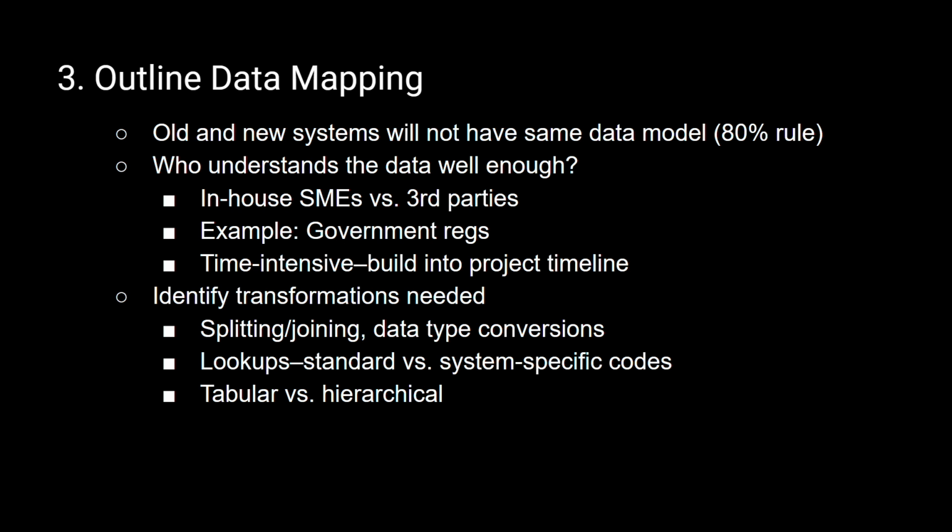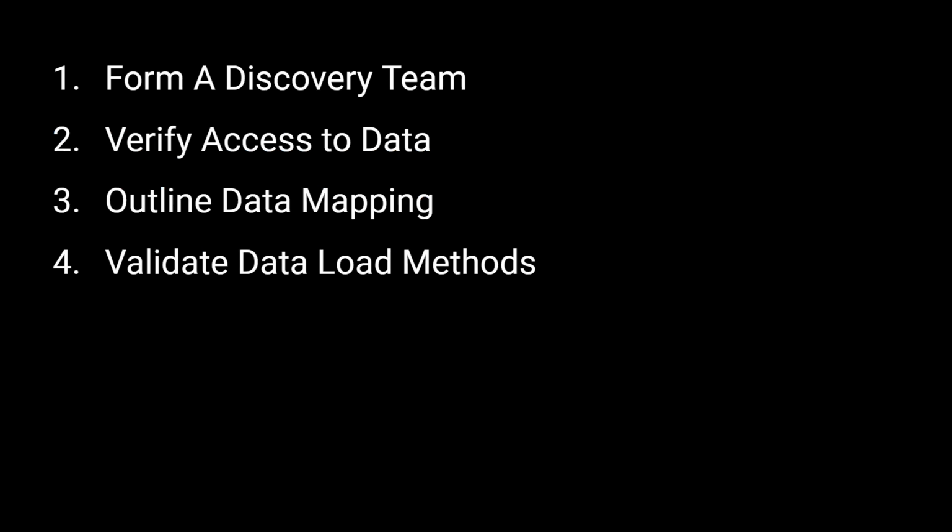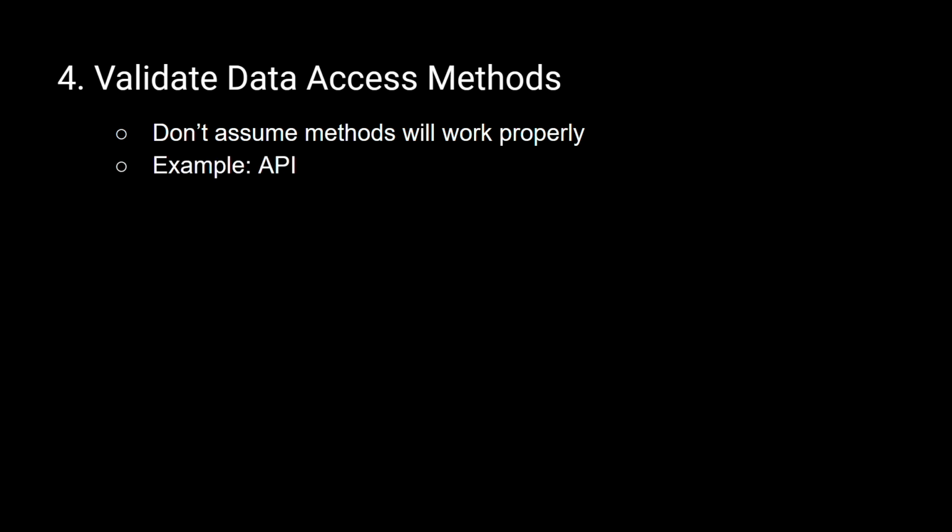Once you've outlined your data mapping, the next thing it's important to do is to validate those data load methods. Don't assume that the methods work properly. An example, let's take an API. APIs allow us generally to push and pull data. So you may be pulling from your old system. You may also be pushing into the new system, but then you may pull from the new system to do some updates and then push it back.